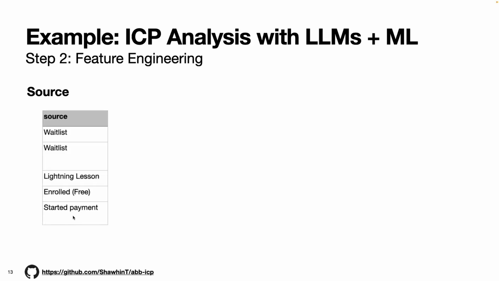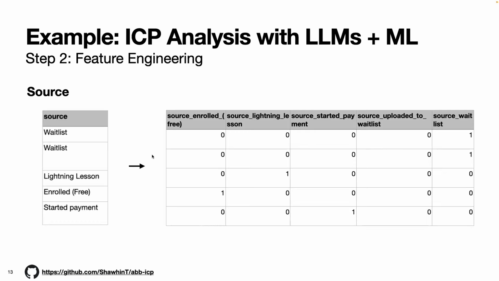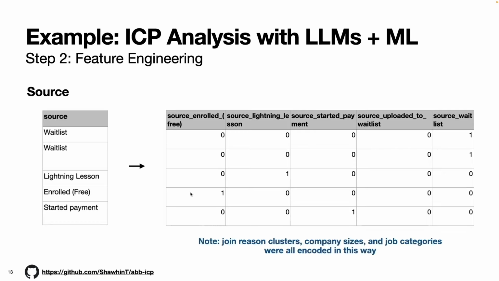And so for this, there's no need for embeddings or LLM calls or anything like that, because these are going to be discrete categories. And then we can just directly do the one-hot encoding for the sources. This is actually what I did for the join recent clusters, the company sizes, and the job categories. I come up with these discrete categories, and then I do the one-hot encoding, basically giving a column to each unique category. For example, these first two are on the waitlist, so they will have a value of 1 for this source waitlist column. This person came from the lightning lesson, so they have a value of 1 in the source lightning lesson column, but then 0 for all the other columns.